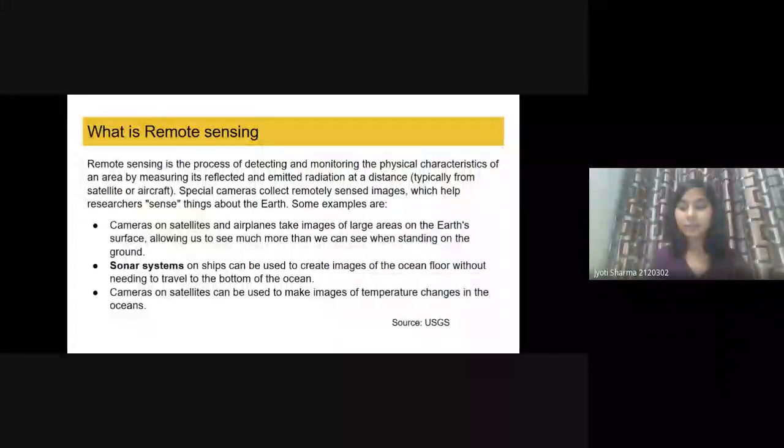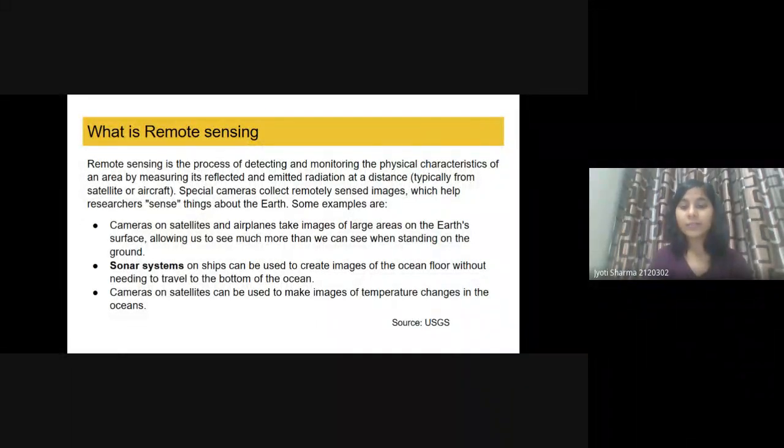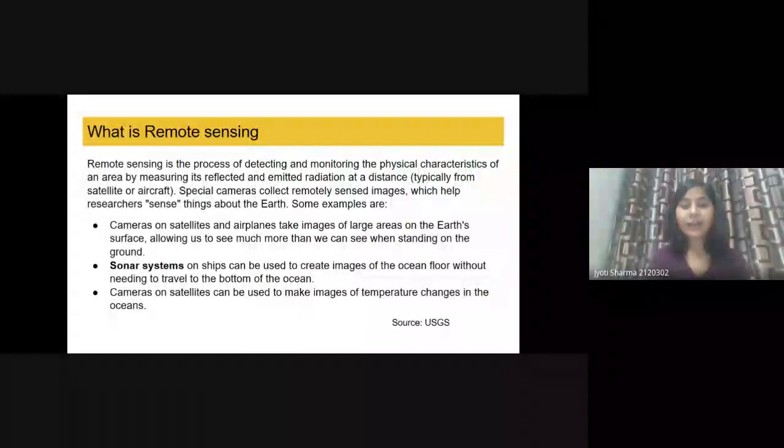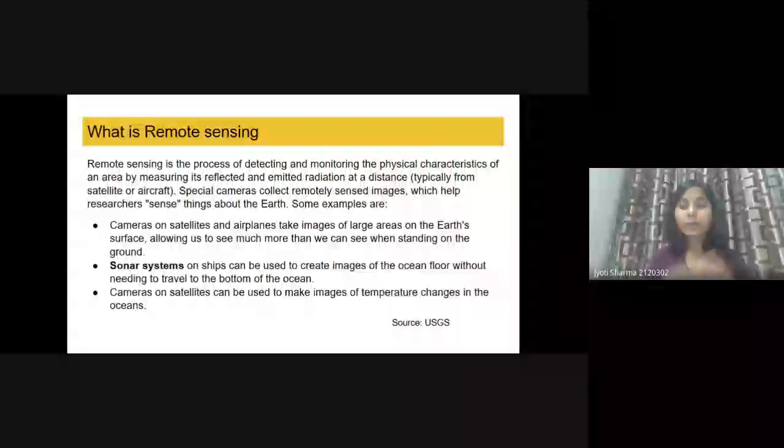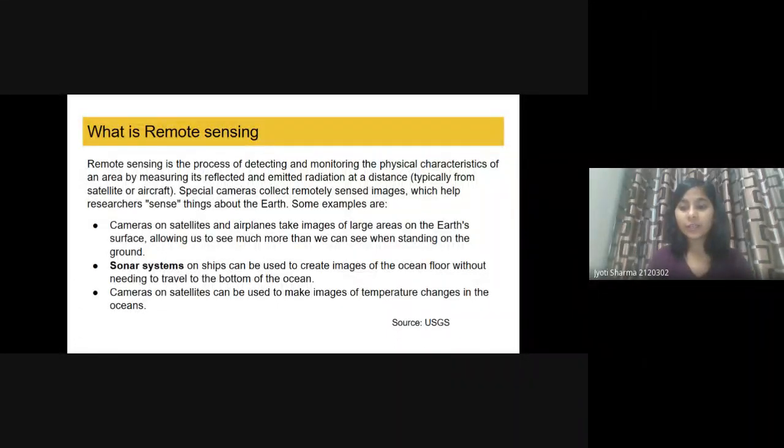This is the same as photogrammetry, because remote sensing is a part of photogrammetry. What you are doing is sending some radiation, this radiation will be emitted or reflected, and this will give you some information. Because you are not touching any object, that's why it's remote sensing. You are sensing something remotely.